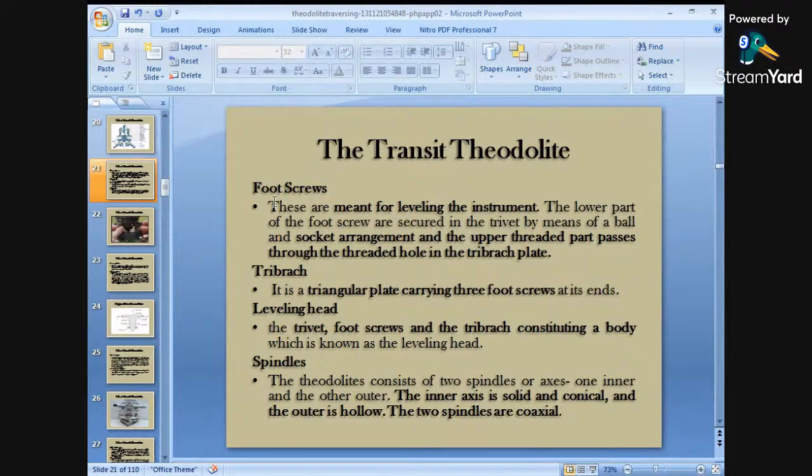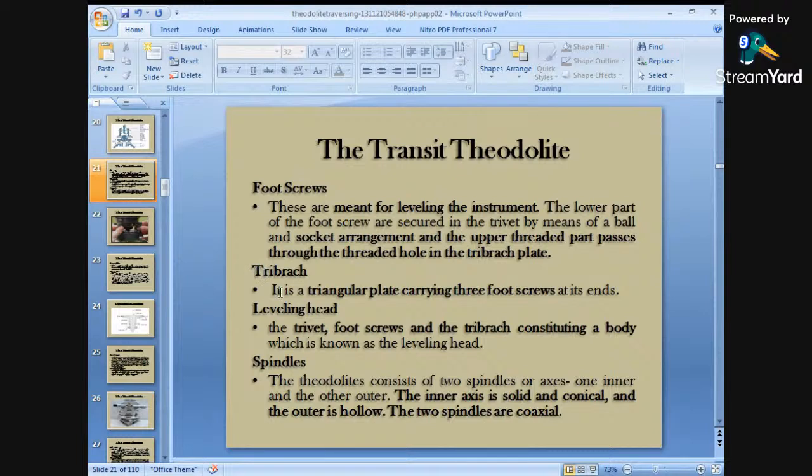Okay, the first one is your foot screw. Basically, the whole instrument is set up upon foot screws. While using your theodolite, you have to make the line of collimation perfectly horizontal. For that purpose, foot screws are provided. These foot screws can be used for making the line of collimation perfectly horizontal. So that is the purpose of your foot screws.